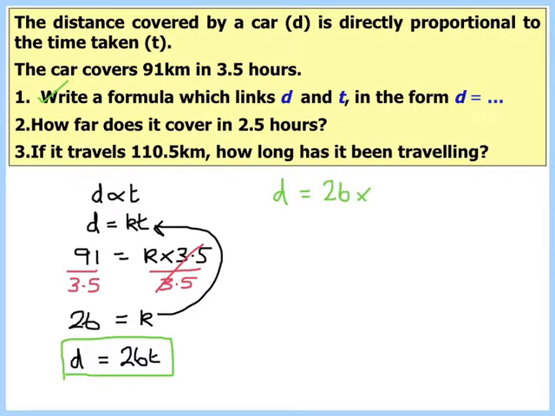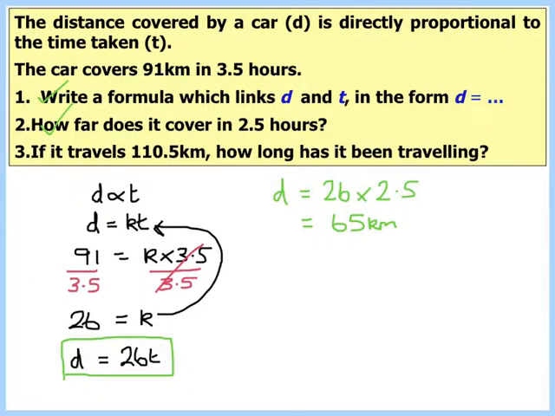So I can put that in there. And 26 times by 2.5, sorry, is 65. That's that bit done. So it travels 65, and that's in kilometres. Take that bit off.